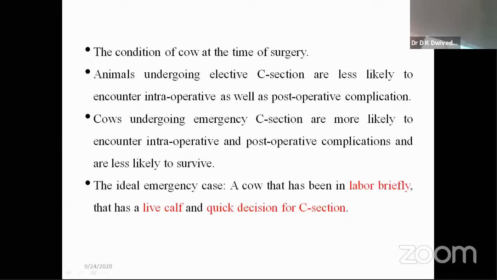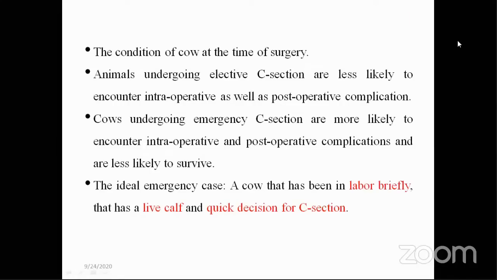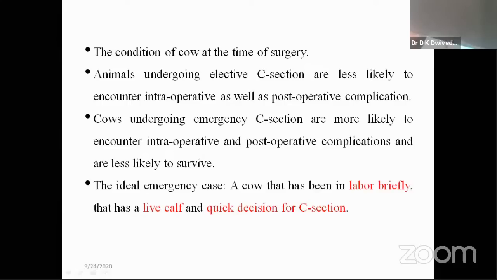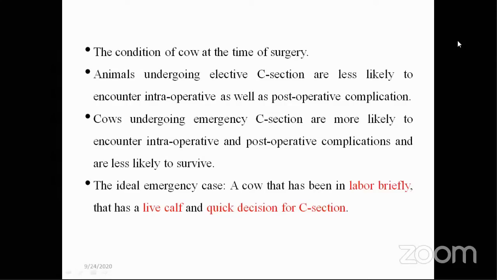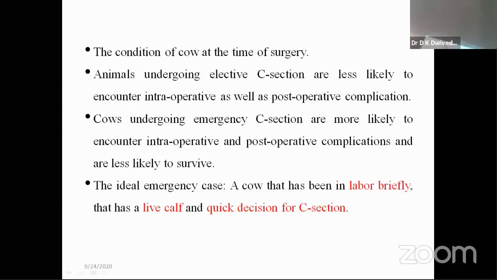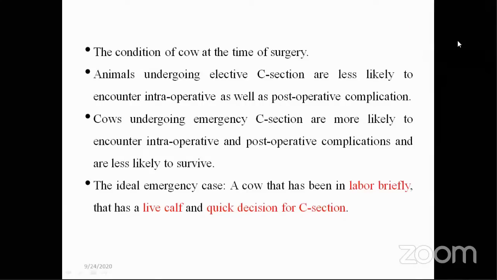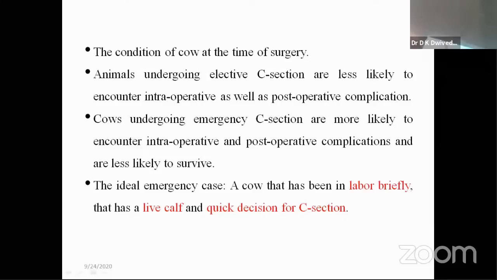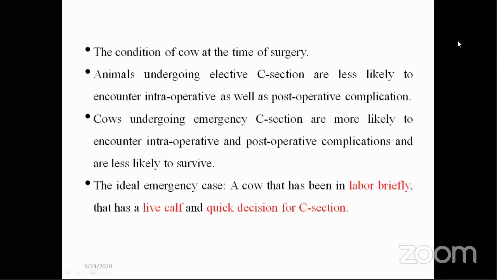Now, if you are going for an elective C-section, in that condition the intraoperative as well as postoperative complications will be rare. But if you are going for an emergency C-section, definitely you will encounter some intraoperative as well as postoperative complications. So the ideal emergency case in which you can go for the C-section is a cow that has been in labor briefly with a live calf, and a quick decision for the C-section. This is a very, very important factor, quick decision.